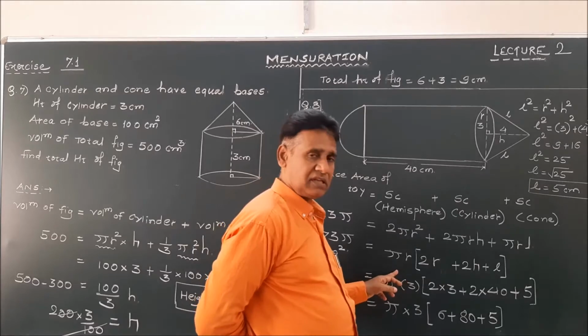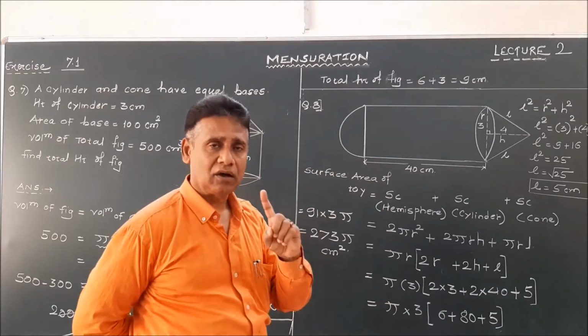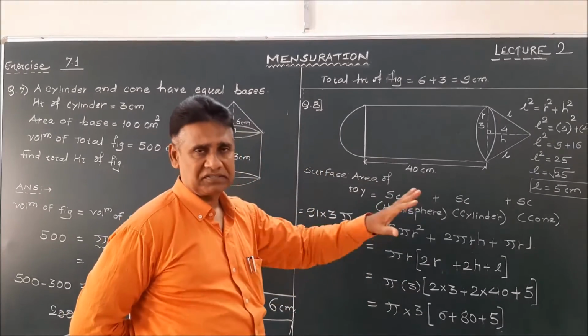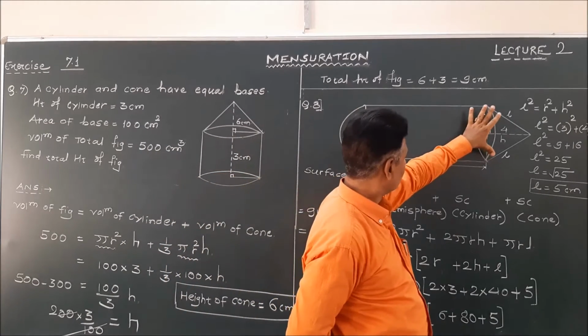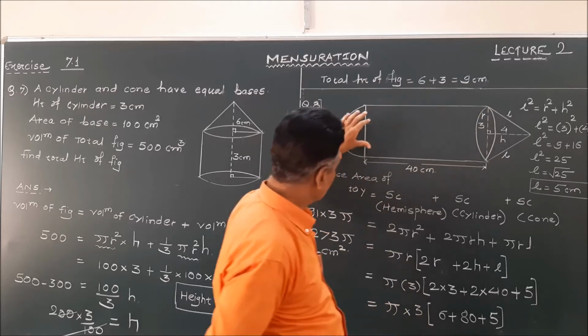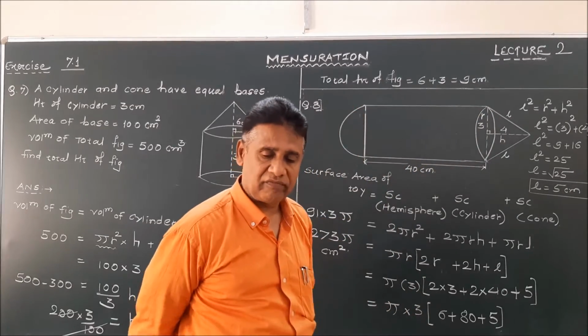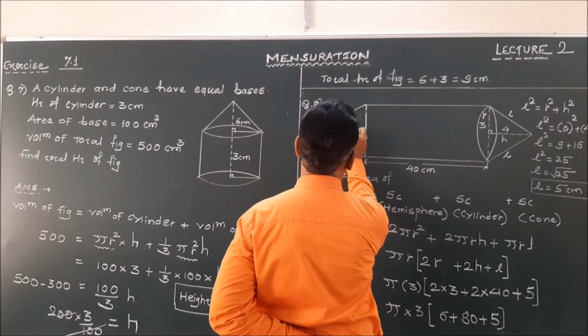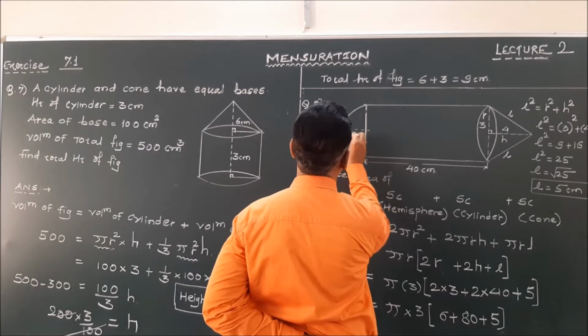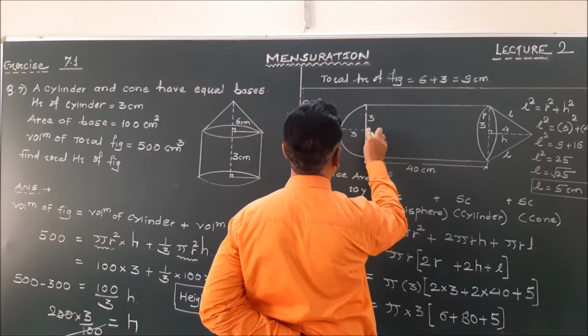Then radius. The radius of the base is the same for all these three figures. Here also you will find this and this is the same. So if this is 6, this is also going to be 6. And obviously you will find that this is going to be 3. Please try to understand. This is the radius, this is 3, as well as this is 3.